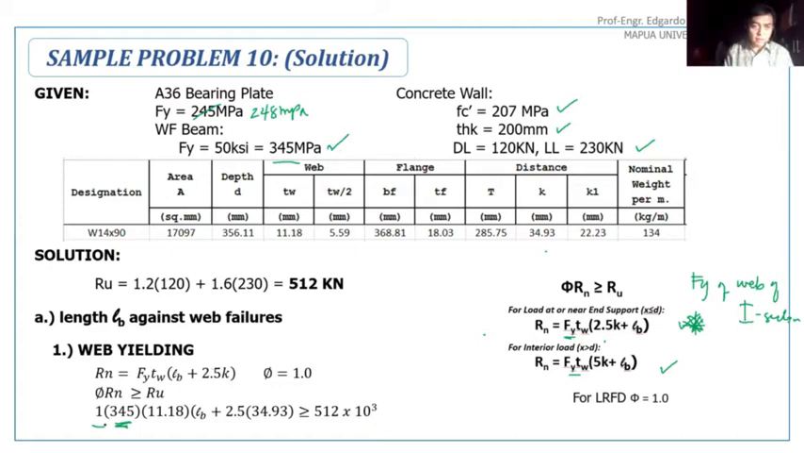Then this is the thickness of the web from the table. Lb plus 2.5 of k. k is a property of the section again, greater than or equal to the factored load, which is 512. So from this equation, we could solve for the minimum length L sub B for web yielding. And we got 45.4. Let's round it up to multiples of 5 millimeters. So we got 50 millimeters. Again, that would be the minimum length of bearing plate for web yielding.